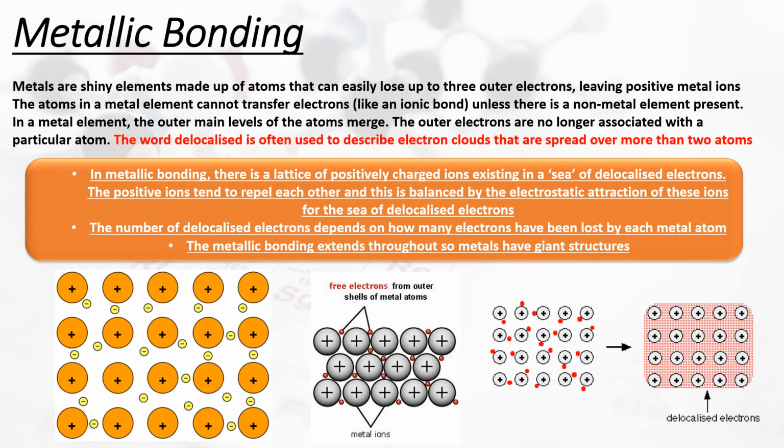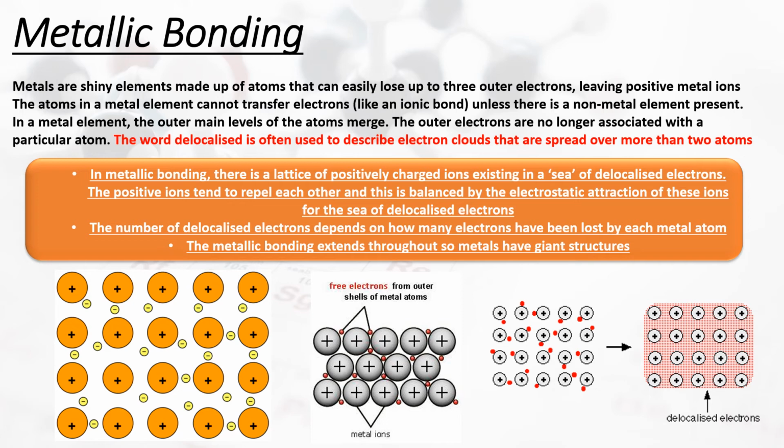So in a metal element, the outer main levels of the atoms all merge together. And so these outer electrons are actually no longer associated with a particular atom, with a specific metal atom. And so we use the word delocalized. We say that there is a delocalized sea of electrons. And this is used to describe where we have these electron clouds that are spread over more than 2 atoms. They're not localized on an atom, they are spread out over a number of atoms. They are delocalized. And so in metallic bonding, there is a lattice of positively charged ions existing in a sea of delocalized electrons. So again, we have this lattice structure, this infinite 3D array of our metal ions.